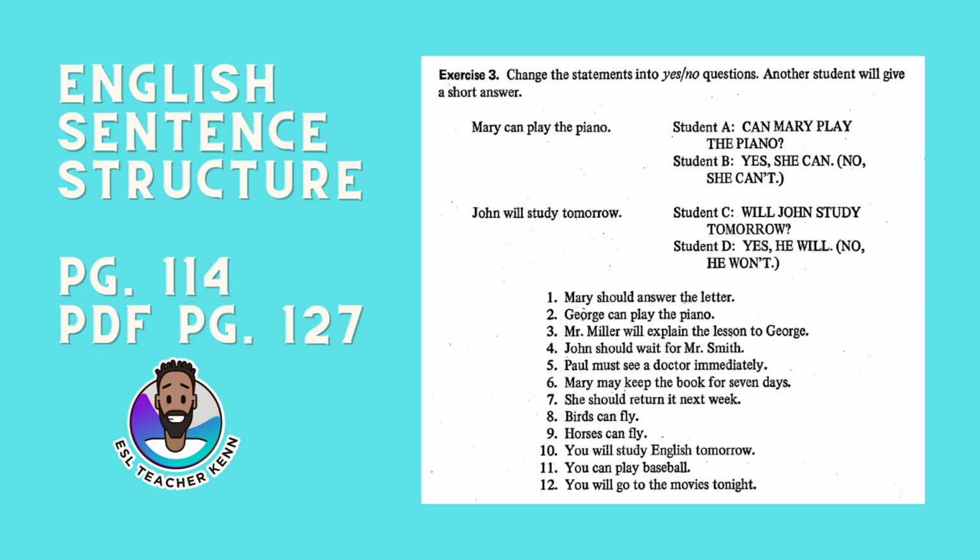We have the examples right here. It says, Mary can play the piano. The question is, can Mary play the piano? And the short answer is, yes, she can, or no, she can't. The second example is, John will study tomorrow. And remember that all we have to do is find the modal auxiliary and put it before the person. Will John study tomorrow? Yes, he will. Or no, he won't.